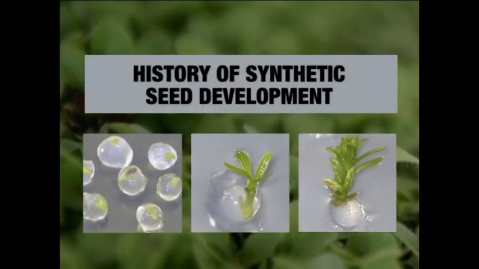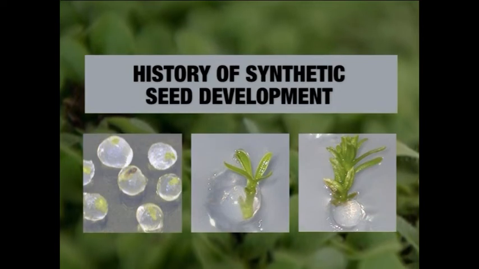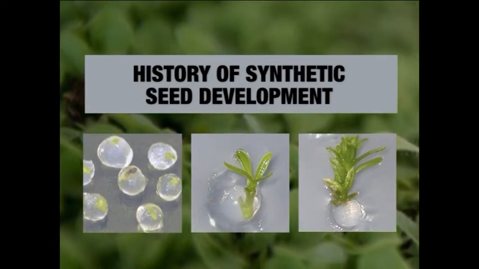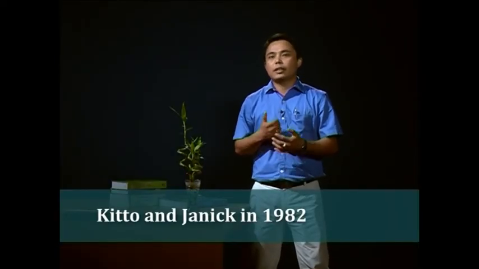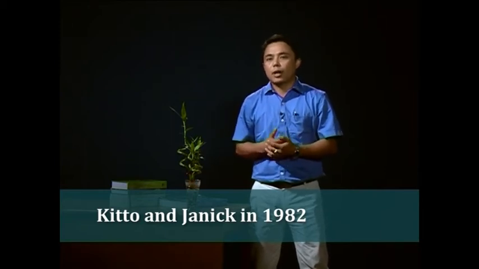Now let us come to the history of synthetic seed development. The first synthetic seeds were introduced by Kitto and Janick in 1982 when they encapsulated carrot somatic embryos with polyoxyethylene, followed by desiccation.